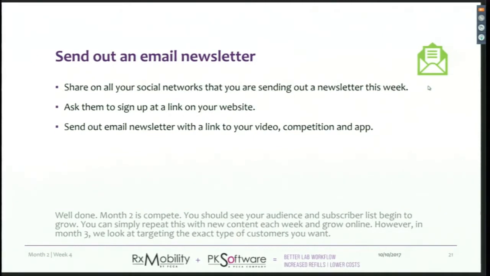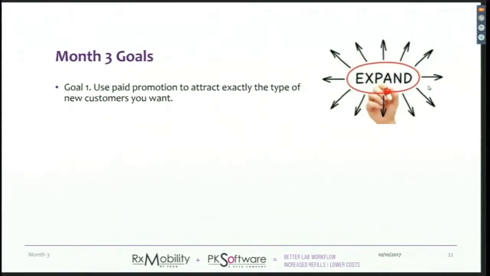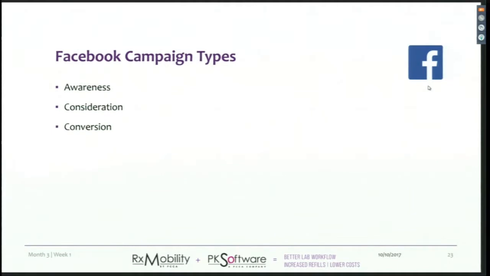So in month 3, what we're going to do is use paid promotion to attract exactly the type of new customers that you want. We're going to expand that reach. To do that, I'm going to talk a little bit about the Facebook campaign types. There are basically 3 of them: awareness, consideration, and conversion.